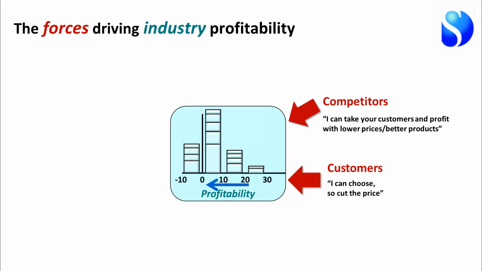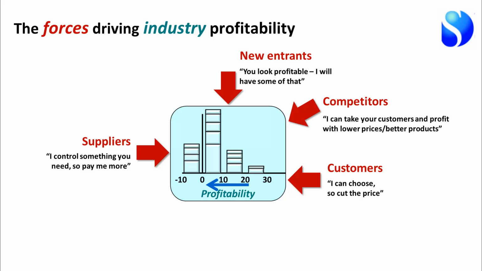You will have your profit pushed down if customers have got plenty of choice and easy to switch, so they can say to you, look, I'm not going to buy your product unless you cut the price. Suppliers will take your profitability away if they control something important, so you've got to pay them higher prices for those scarce things that you need. If the industry is profitable, new entrants have a look at that and say, hey, that looks pretty good, I'll have some of that, and they jump into the industry and compete away the profits.